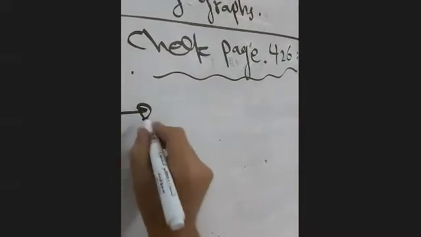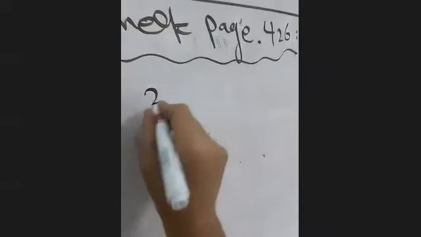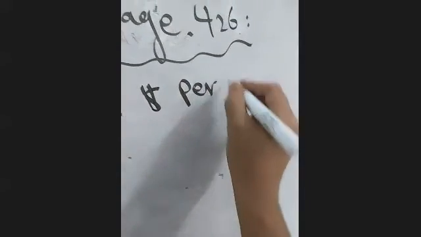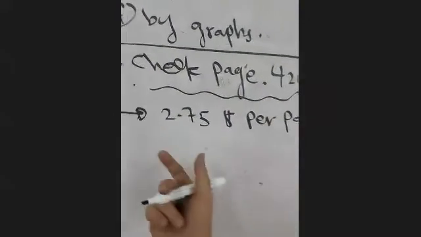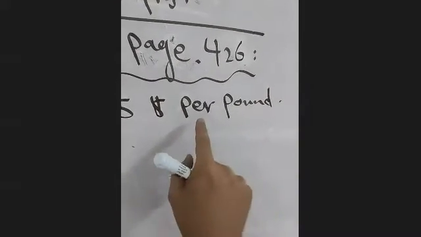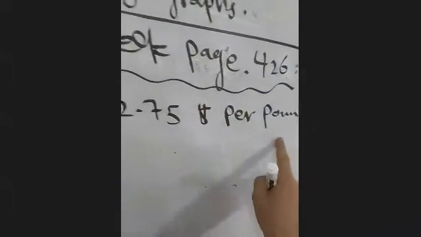So this online store, they sell $2.75 per pound. And the word per pound means per 1 pound. For each pound, the price is 2.75. For each pound, the word per means pound, 1. For each pound, the cost is 2.75.